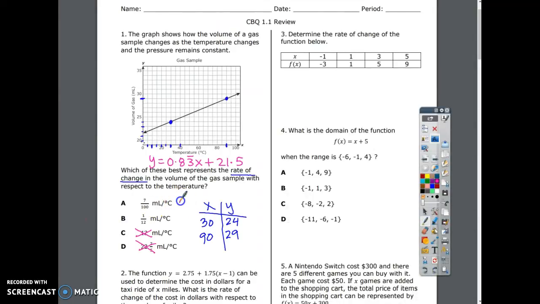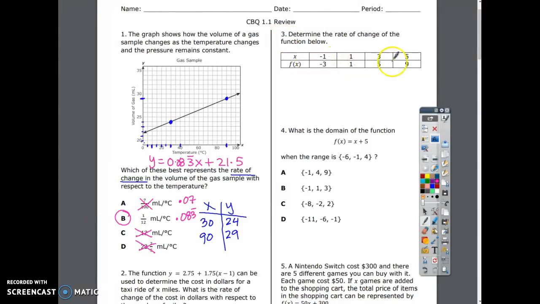So this gives me 0.07. That's not it. And this gives me 0.083 repeating. Or is it 0.08 or 0.83? So right here, I need a 0.08. The answer is B. We're going to do the same thing with number 3.